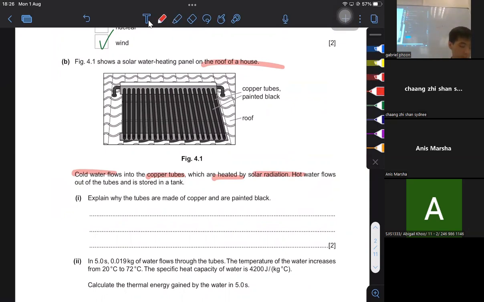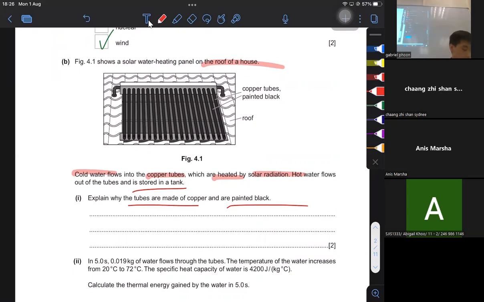And the hot water flows out of the tube and is stored in the tank. Explain why the tubes are made of copper and painted black. So you need to explain why, right? Why is it made of copper? It is the best conductor of heat. Then why is it painted black? Because it is the best absorber of heat, guys. So you're supposed to mention these two things.